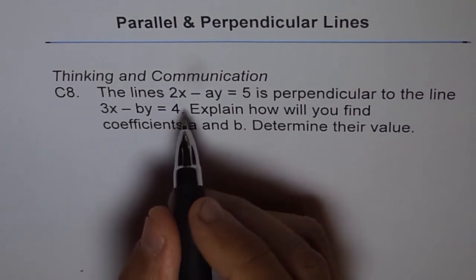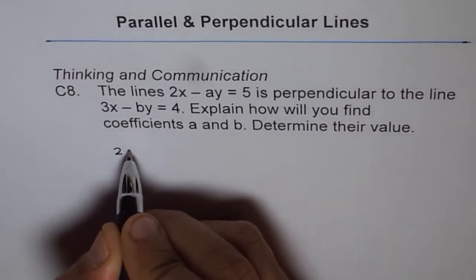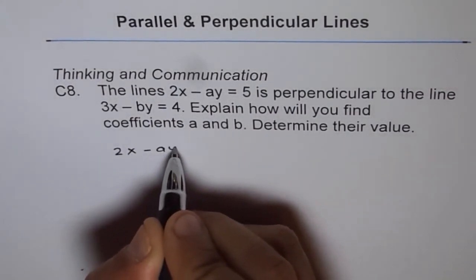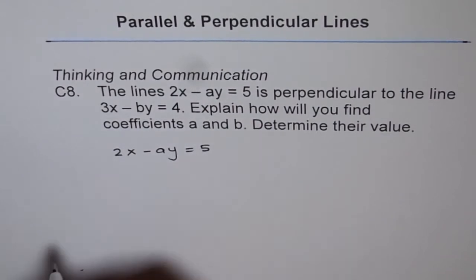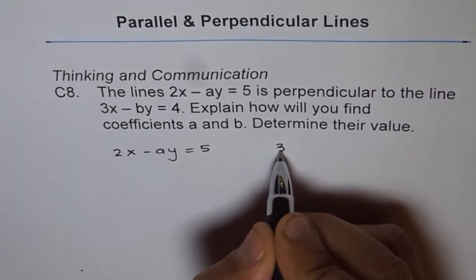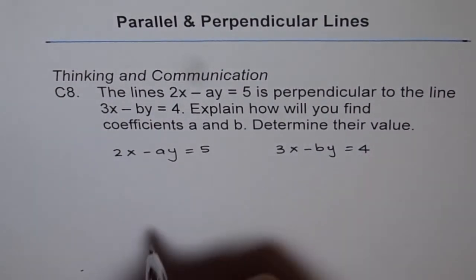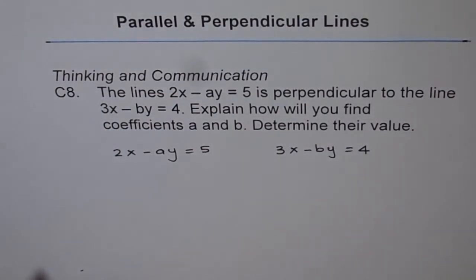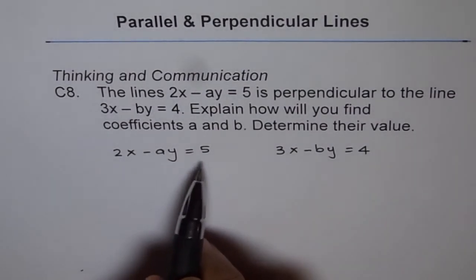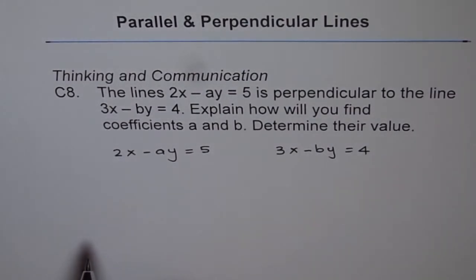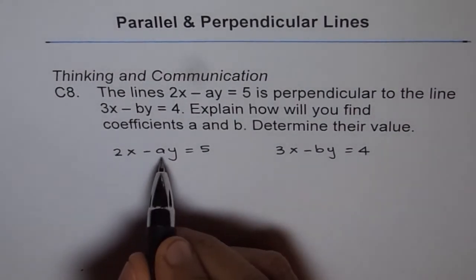Now we have two lines. One is 2x minus ay equals 5 and the other one is 3x minus by equals 4. Now these two lines are perpendicular. If they are perpendicular, then their slopes should be negative reciprocals, correct? So what is the slope of this line?